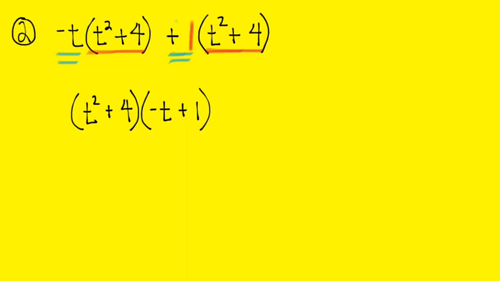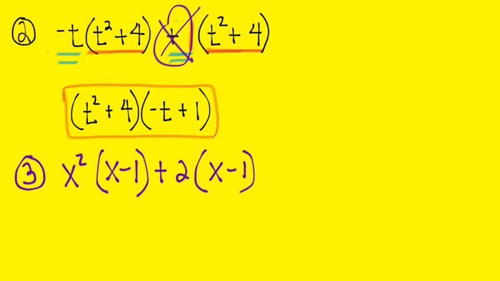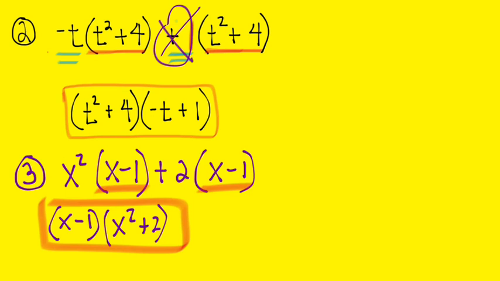Let's look at it again. If I have x squared times x plus 1 plus 2 times x plus 1, well, then I have the greatest common factor of x plus 1. So if I divide that off, I end up with x squared plus 2.